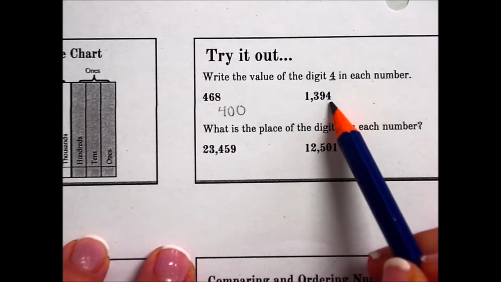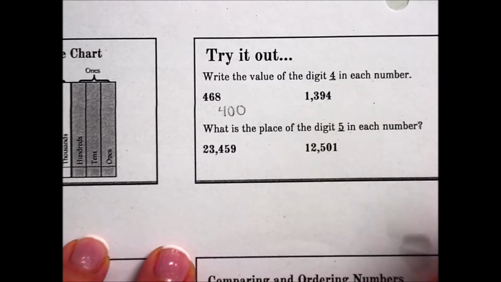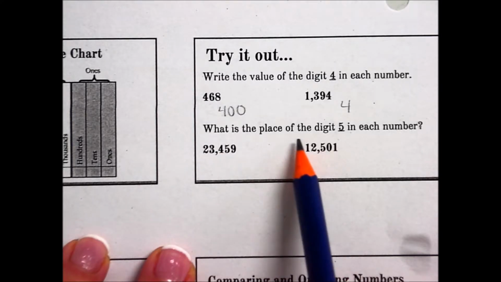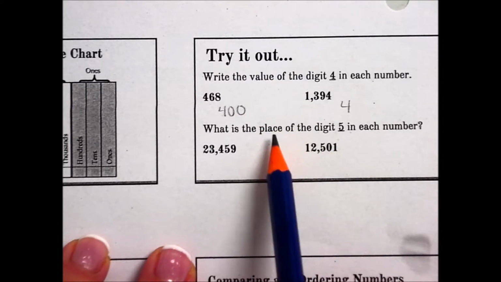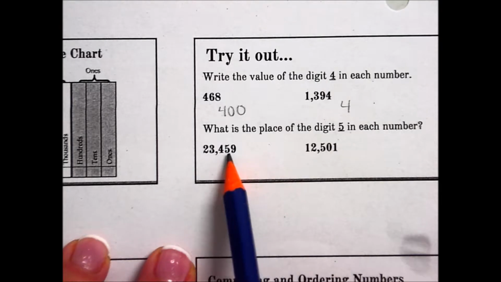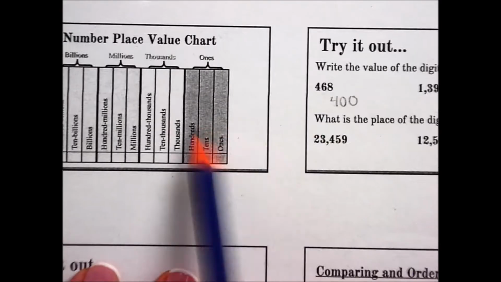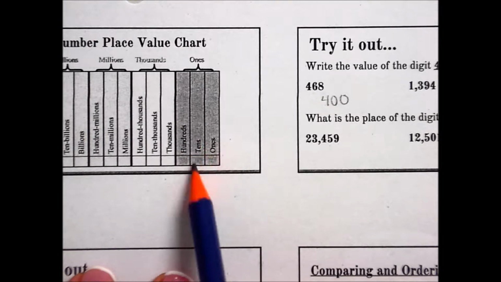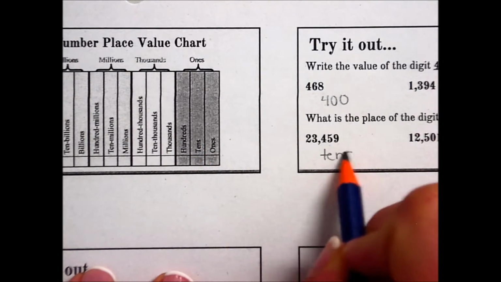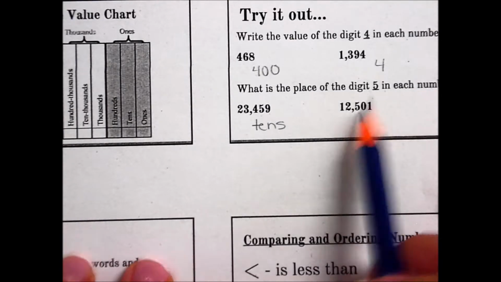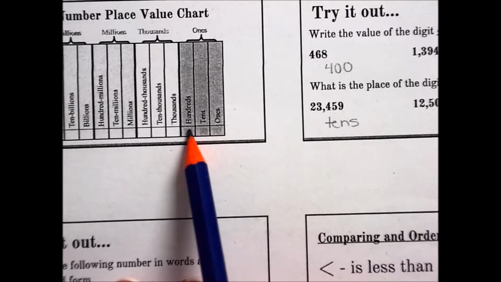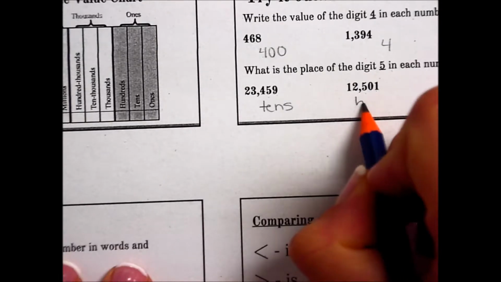Here the 4 is in the first place, which is the ones place, so the value of the digit 4 is 4. In the next set of questions, we're wondering what the place of the digit 5 is. So in this case, we're not looking for the value, but the name of the place. So the digit 5 is in the second slot. And when we look at our place value chart, 1, 2, it puts it in the tens place. And on this problem, 1, 2, 3 slots away puts it in the hundreds place.